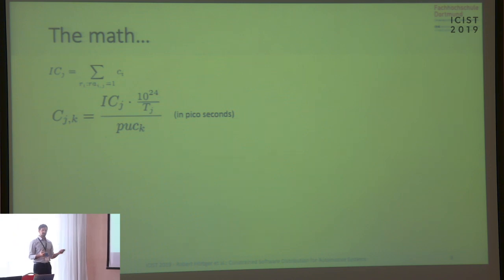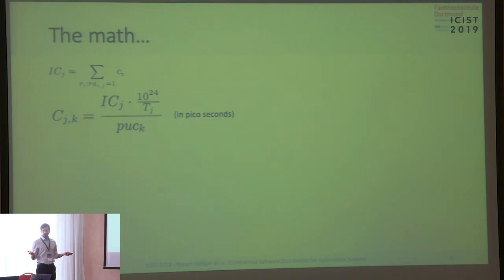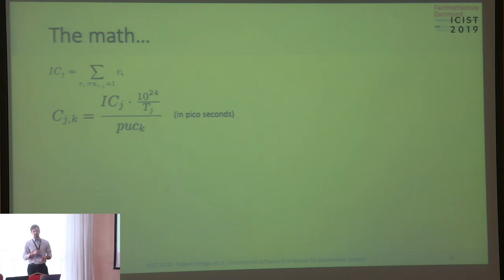I can make an example for that. So basically if some task consumes 2 million instructions and it is executed every 100 milliseconds, then TJ is also given in picoseconds, so it's 100 times 10 to the power of 9. And divided, let's say, by 200 megahertz, which in hertz is 200 times 10 to the power of 6. And then the computation time of that task will be 1 millisecond.